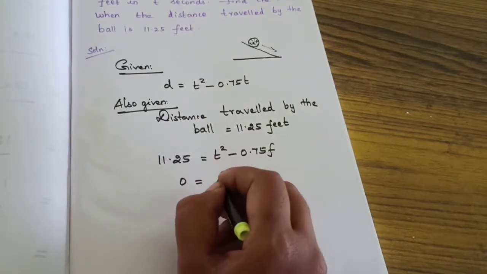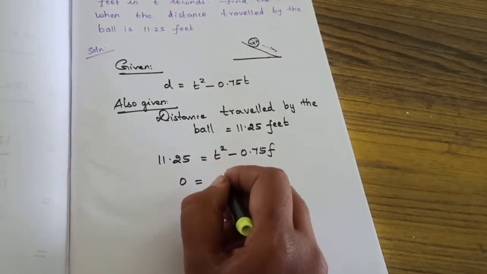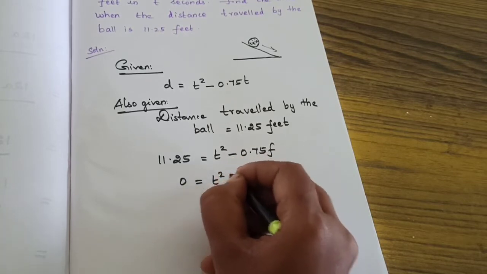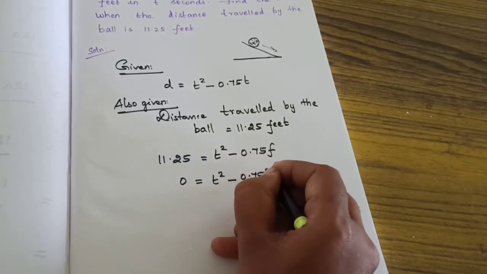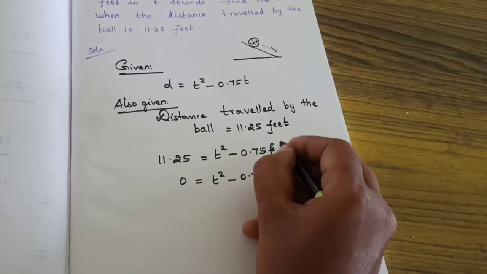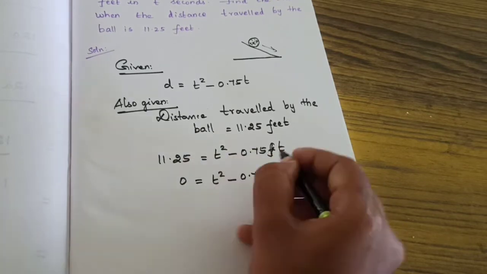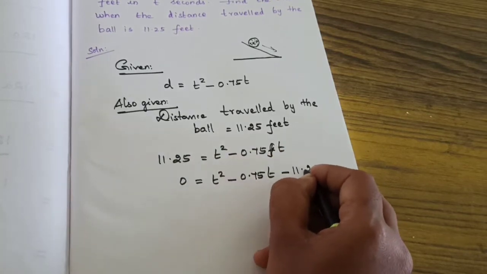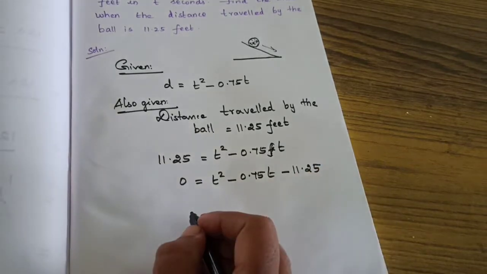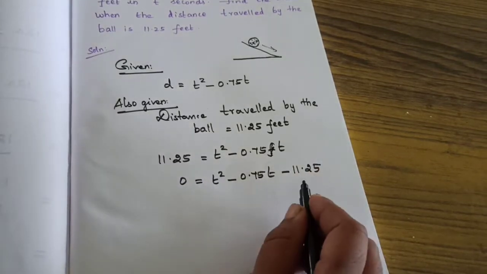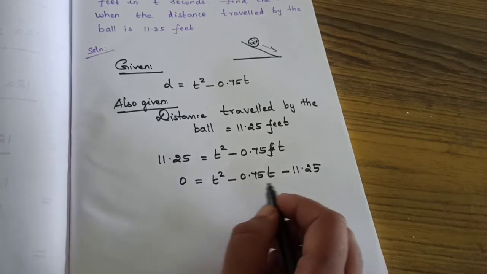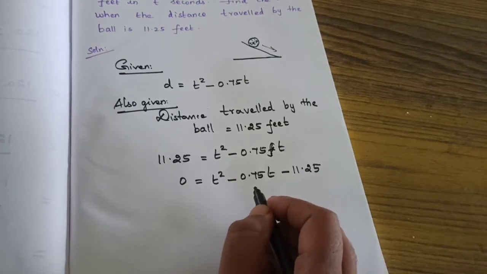0 is equal to, we are changing this into the standard form of the quadratic equation. So t square minus 0.75 t, and transposing this side, minus 11.25. Okay, see, here are two decimal numbers. With decimal numbers we can solve, no problem.